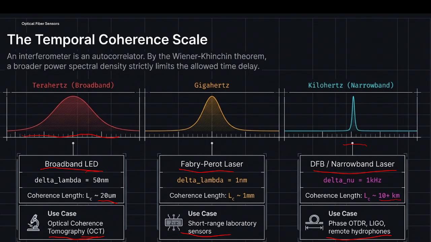Did you understand what I'm saying? Yeah, I got it. So if you are using the broadband source, you need to go very nearby and the application will be limited. While if you are using the DFB laser, it will have very high coherency, so it can be used for kilometers of sensing.